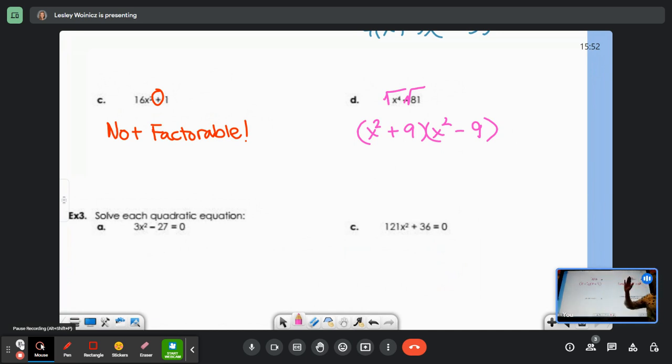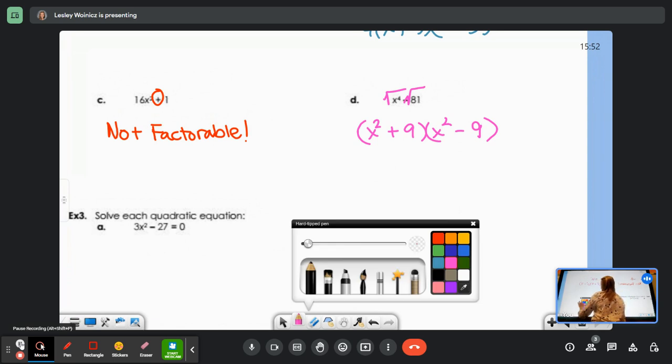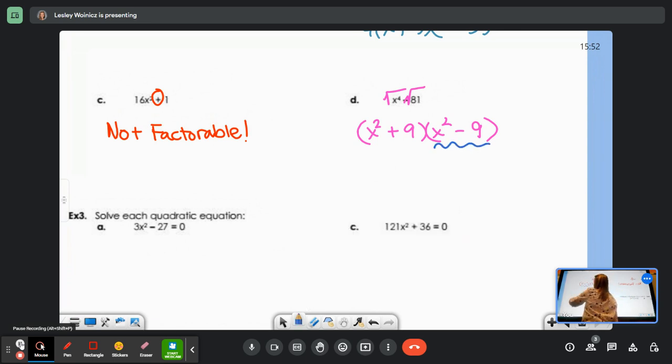Now you'd think, oh, I'm done. But look at this binomial. That is still a difference of squares. This one's a sum. This one's a difference. So the sum doesn't go anywhere. I can't factor that one anymore. But the difference of the perfect squares, I have to keep factoring.